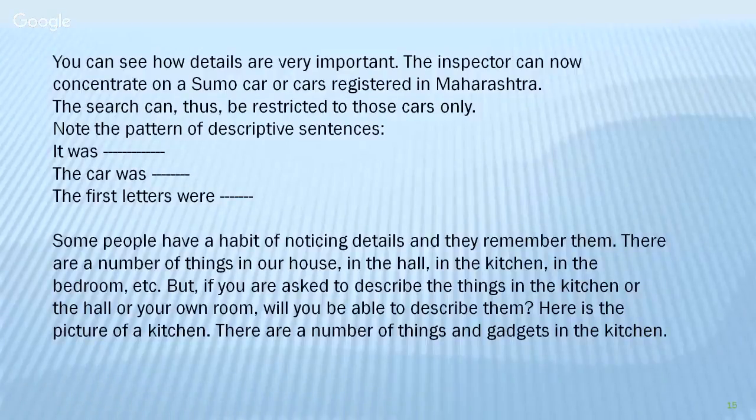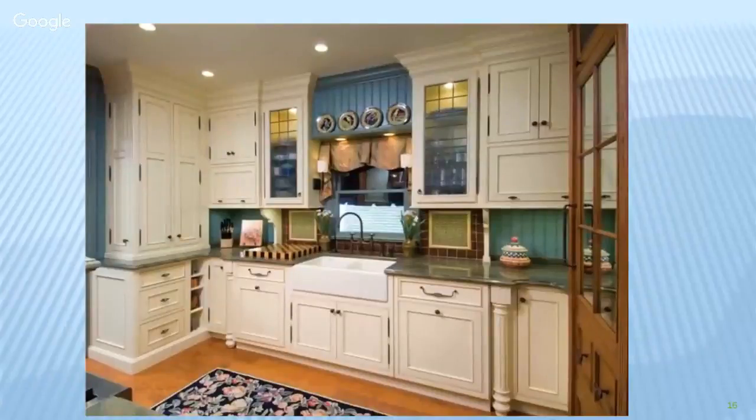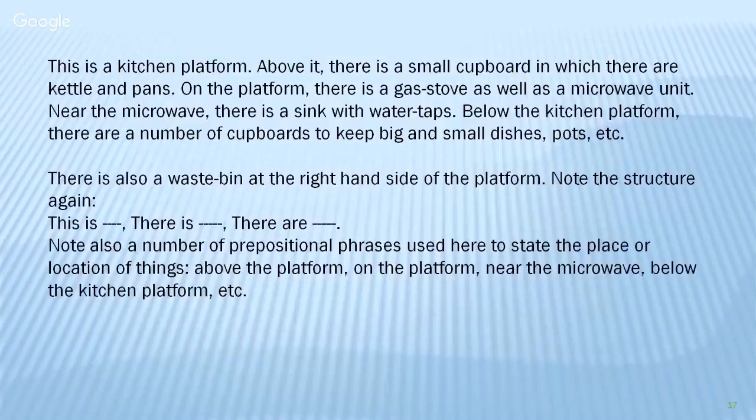Here is a picture of a kitchen. There are a number of things and gadgets in the kitchen. So here you see a picture of a kitchen. In this kitchen there are a lot of gadgets. This is a kitchen platform. Above it, there is a small cupboard in which there are kettles and pans. On the platform, there is a gas stove as well as a microwave unit.